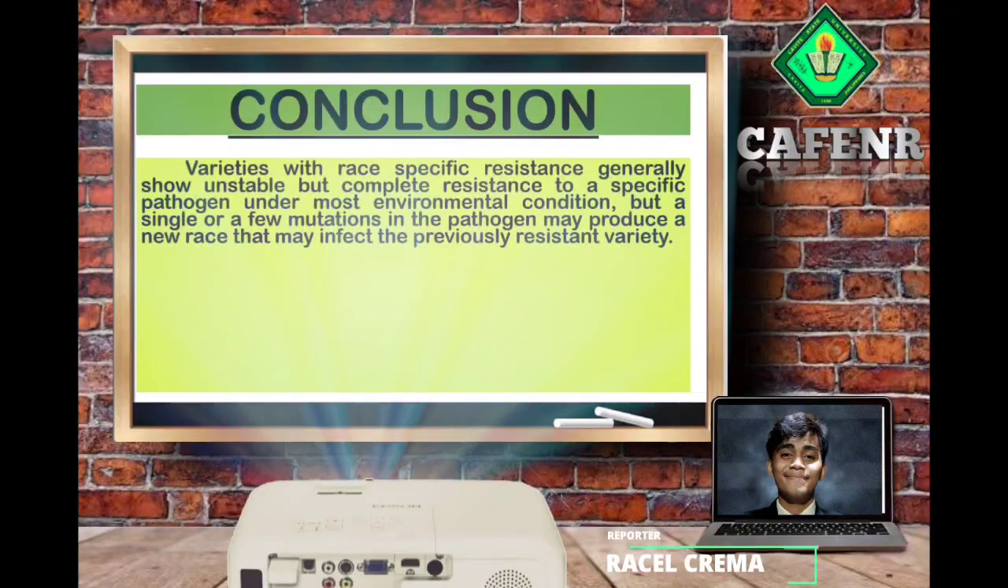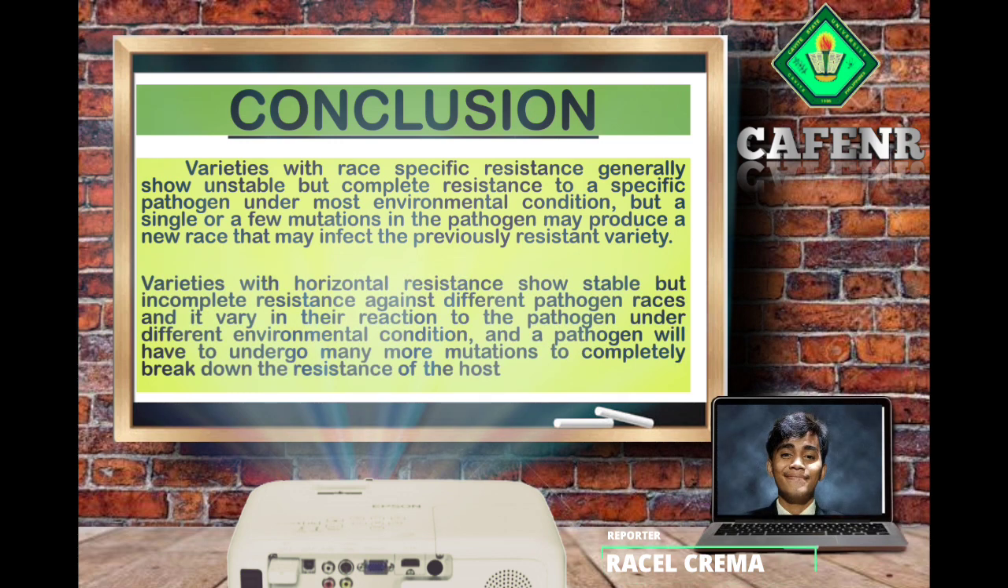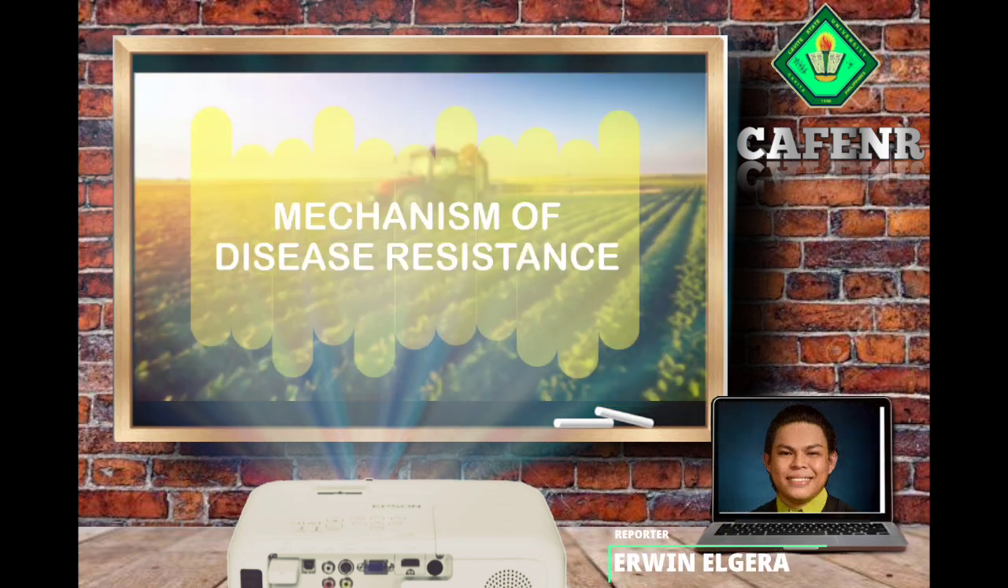In conclusion, varieties with race-specific resistance generally show unstable but complete resistance to a specific pathogen under most environmental conditions. But a single or few mutations in the pathogen may produce new races that may infect the previously resistant variety. Varieties with horizontal resistance show stable but incomplete resistance against different pathogens, and they vary in their reaction to the pathogen under different environmental conditions, and the pathogen will have to undergo many more mutations to completely break down the resistance of the host.